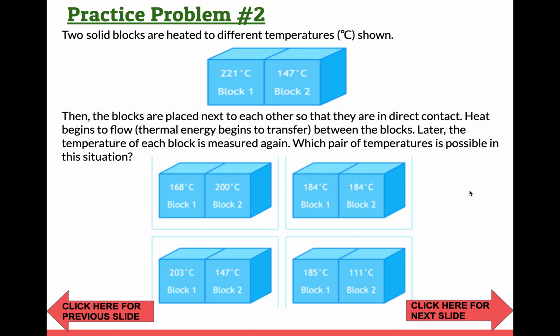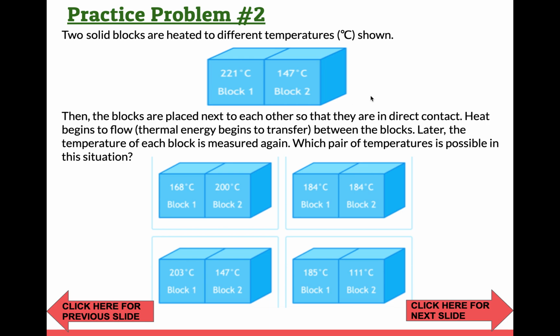Next type of question. You'll also see this type of question on your exit ticket. Again, two solid blocks are heated to different temperatures. Block number 1 is 221 degrees. Block number 2 is 147 degrees. The blocks are placed next to each other so that they are in direct contact. Heat begins to flow. Thermal energy begins to transfer between the blocks. Later, the temperature of each block is measured again. Which pair of temperatures is possible in this situation?